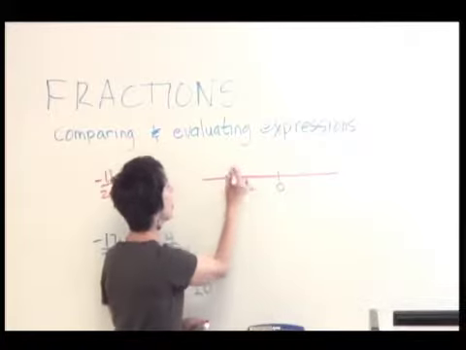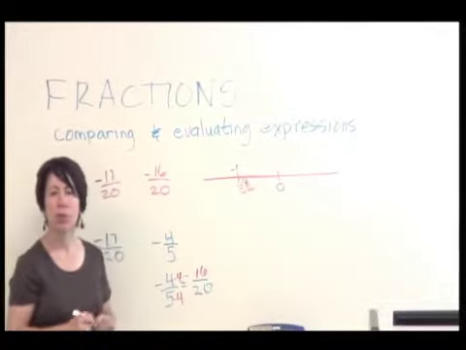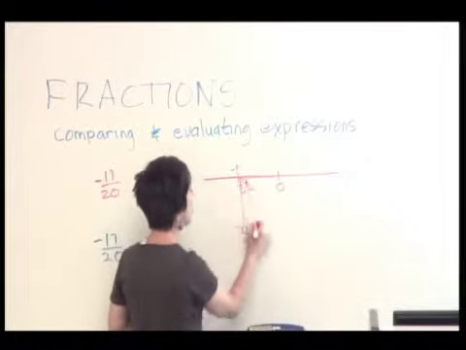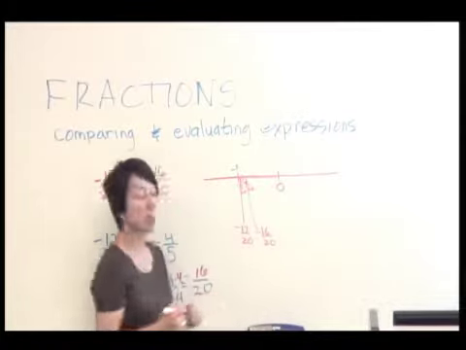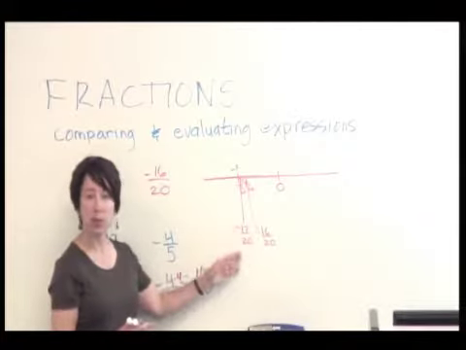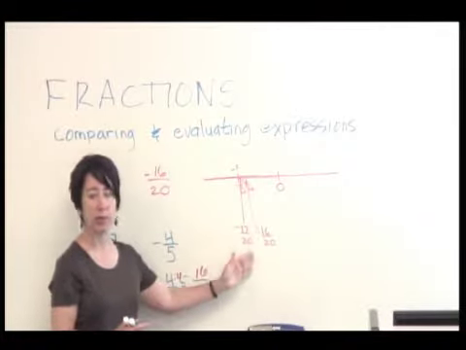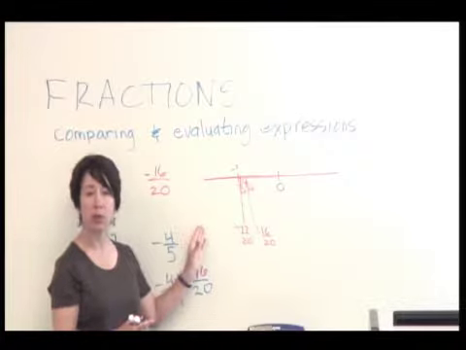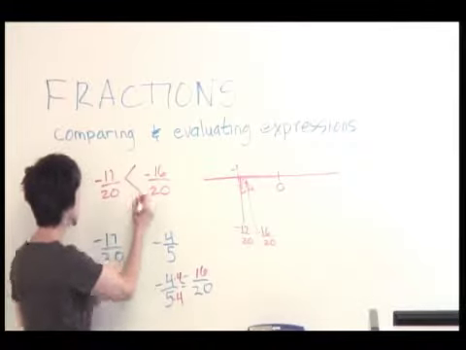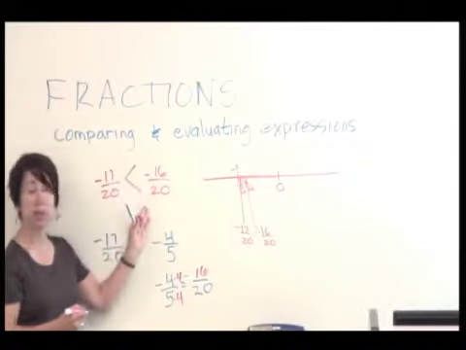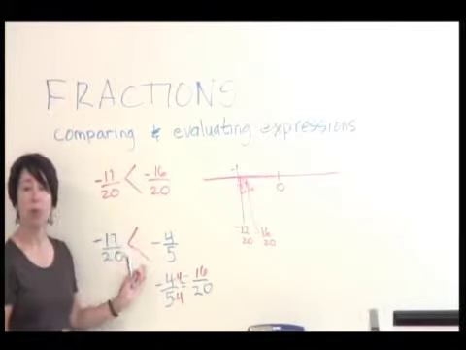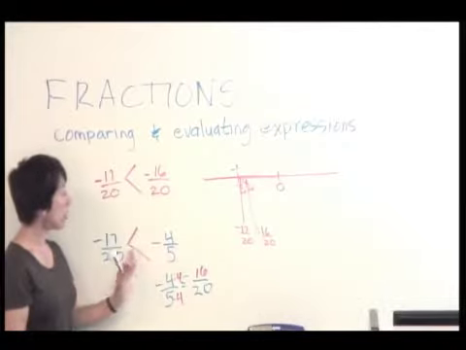I'll erase this negative 1 and put it up here. Oh, you can't really see that. So let me just, right here is my negative 17 over 20, and right here is my negative 16 over 20. So what I want to show you is that negative 17 is to the left of negative 16. And anytime a value is to the left of another number on the number line, it's less than. So negative 17 over 20 is less than negative 16 over 20. So that's the answer to our problem there.